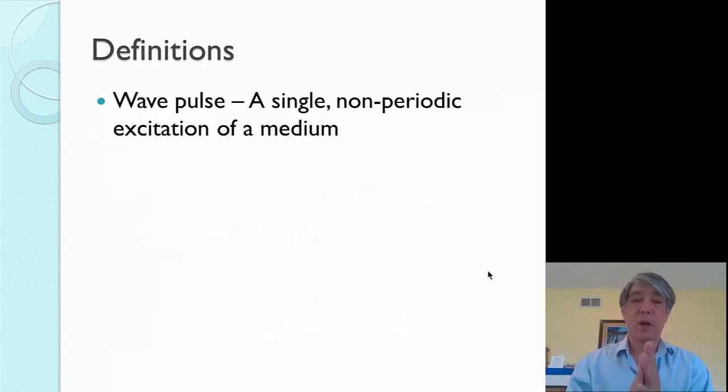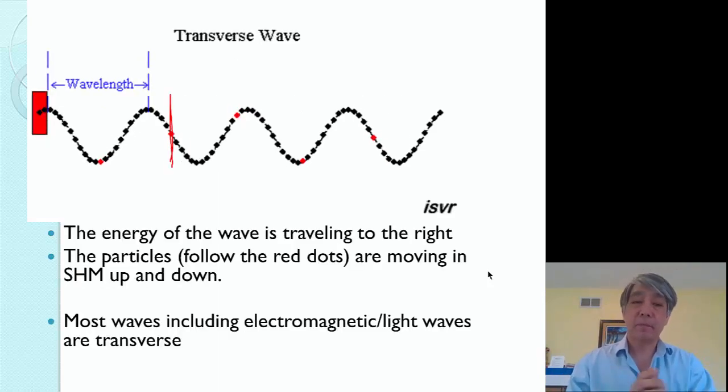The last definition we have here is a wave pulse. We'll talk about those briefly. They're not that useful in our analysis, but it helps us to slow things down and look at things one item at a time. A wave pulse is basically just a single non-periodic excitation of a medium.